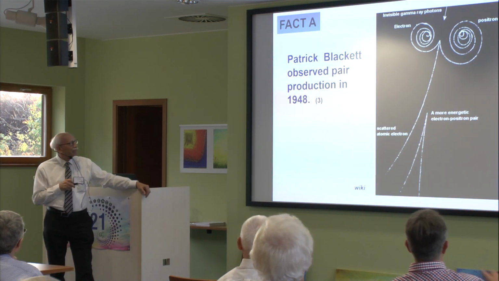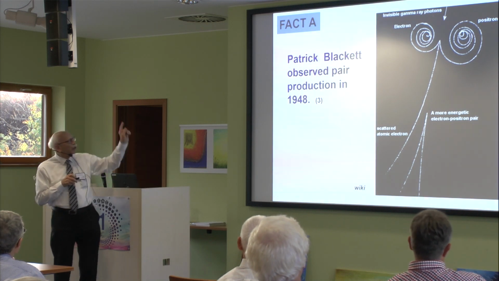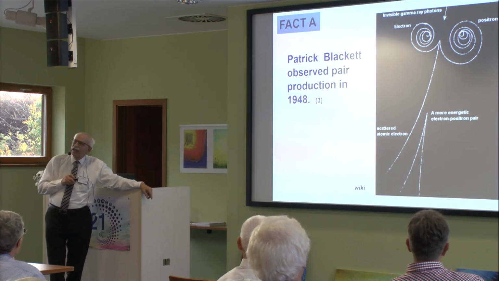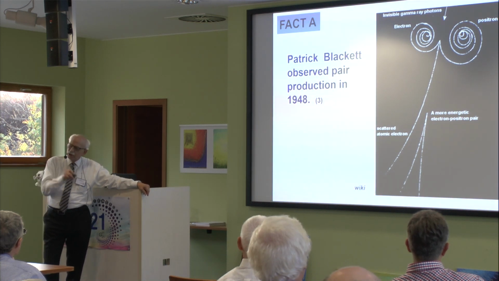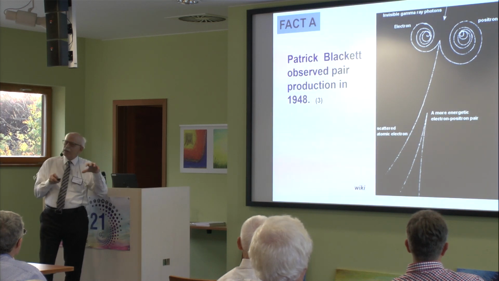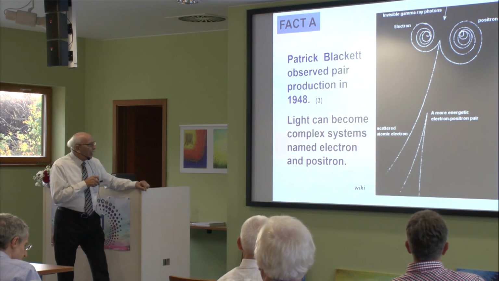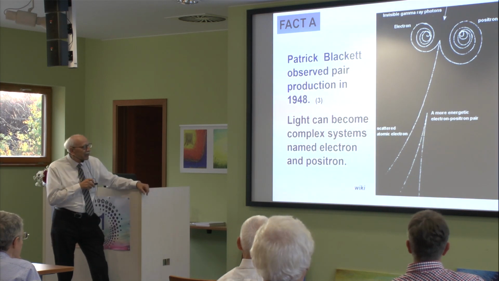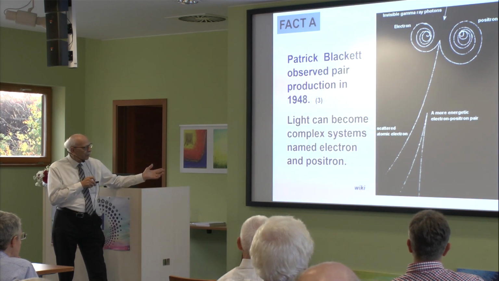This one, I didn't find it. I was born, but I was too young. So this guy found that it is possible to change light into an electron and a positron. So light can become an electron-positron pair. That is important. Light can become a complex system, as we see here, named positron-electron.